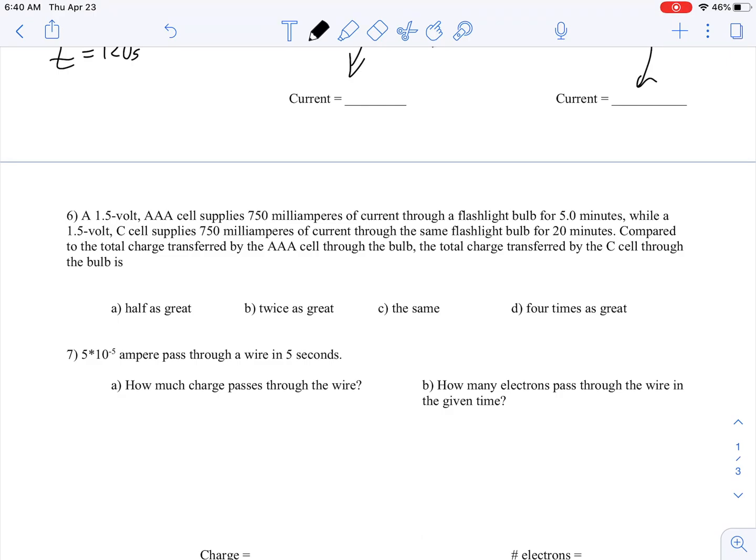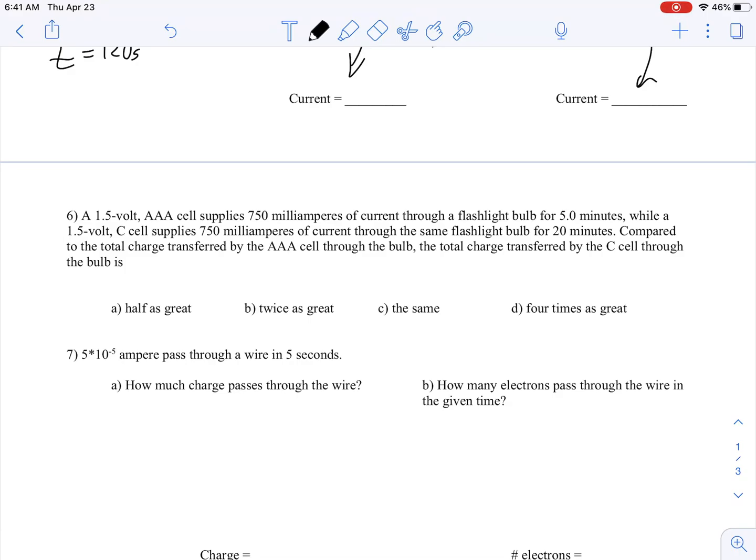Number 6 is a long question, but it's really not that bad. So a 1.5 volt AAA cell supplies 750 milliamps of current through a flashlight for 5 minutes. A 1.5 volt C cell supplies 750 milliamps of current through the same flashlight for 20 minutes. All right, so the AAA batteries are those little ones. The C's are like the big fat batteries. Compare to the total amount of charge transferred by the AAA through the bulb. The total charge transferred by the C cell through the bulb is what?